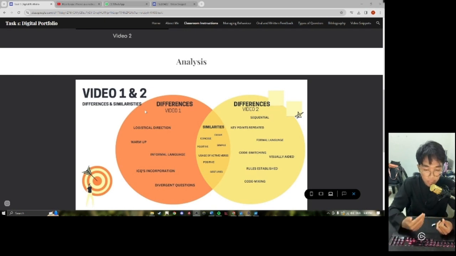And we can see he's repeating lots of key points so that the students can actually grasp what he's trying to say. And every bit of his instruction is very sequential. So this is very distinct from the first video, since we can see in the first video, since the lesson was done in America, which is a native English speaking country, so the instruction was very advanced.